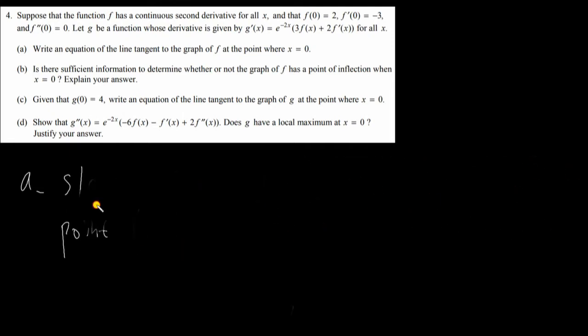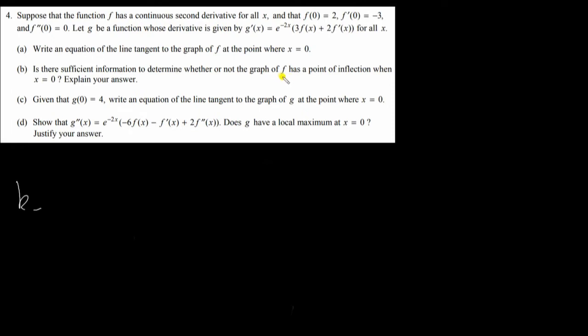Okay, so part B: is there sufficient information to determine whether or not the graph of f has a point of inflection when x equals 0? Explain your answer. Okay, so if we have an inflection point, what does that really mean? Well, it means that at an inflection point, the concavity of f of x switches. So it goes from concave up to concave down, or concave down to concave up. And the way we determine concavity is by looking at the second derivative.